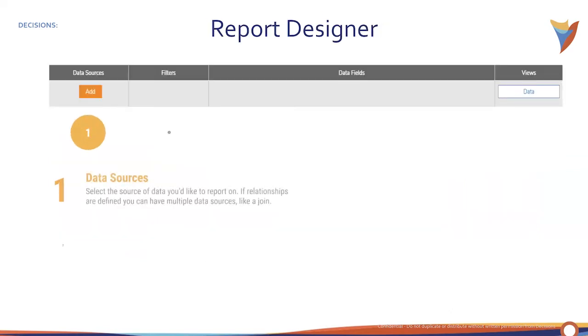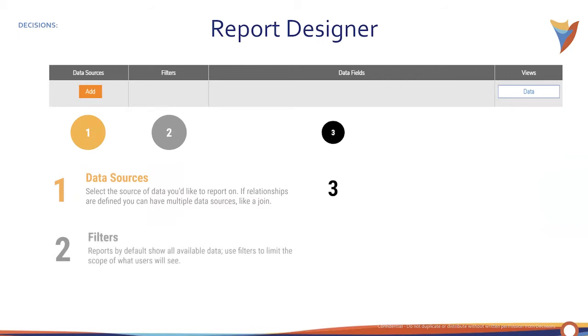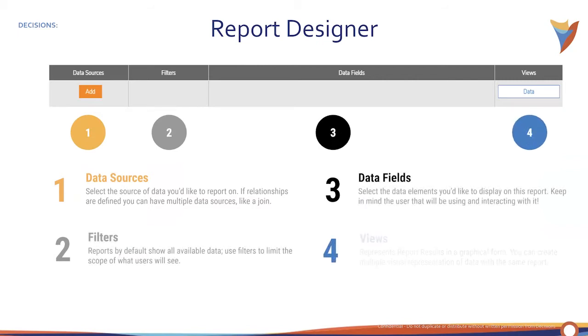Now, there are four major sections that you would see in a report designer. One is the data source, where you add the table from which you will be pulling the information that you want to project on the report. The second one would be the filters, where we can filter in some information on the report. Then in the data fields section, we add all the columns that we would want in our report. And in the views, we have the ability to project the data on a chart or some different view, which can be a matrix table or rich text.